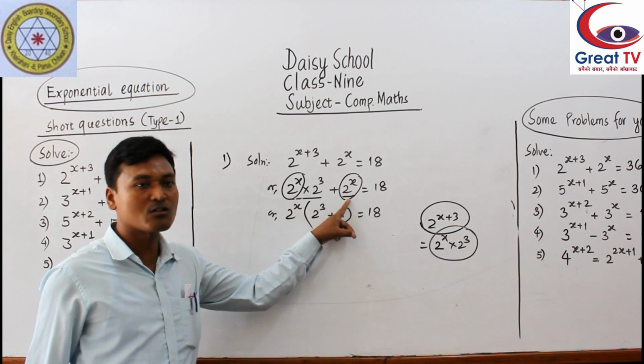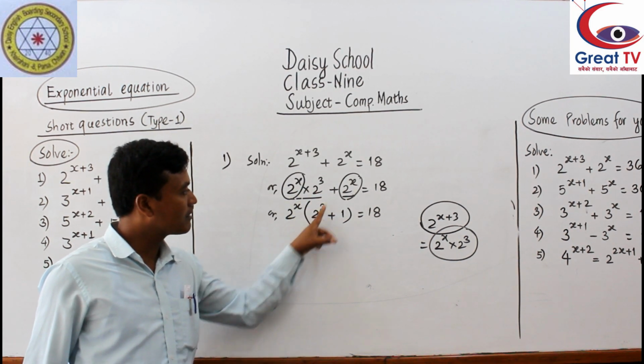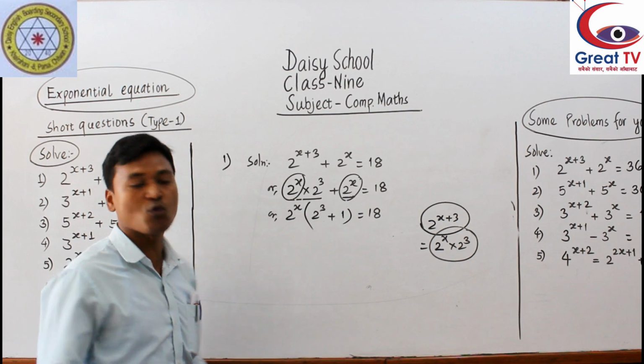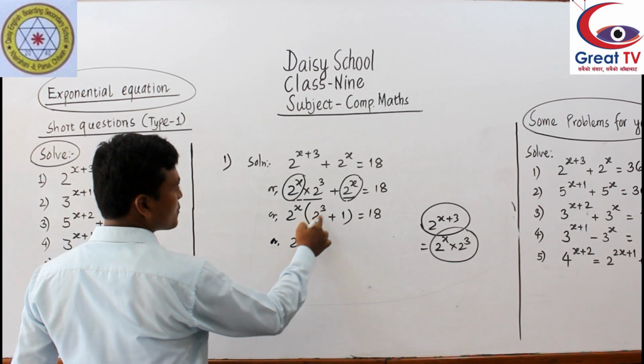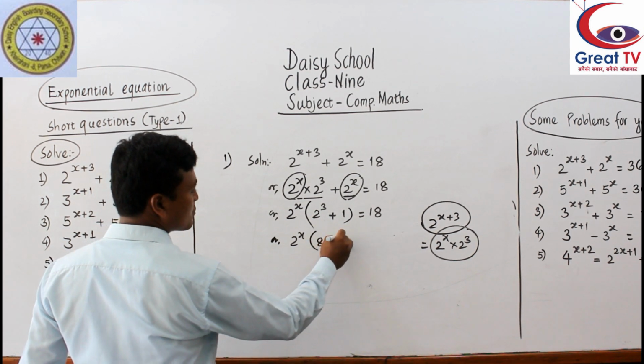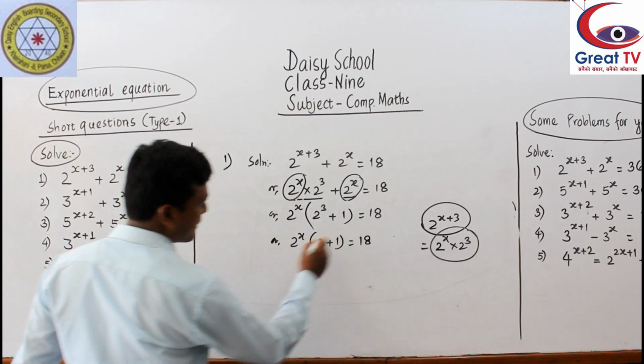Take 2 to the power x common and write the remaining. After plus there is nothing remaining, so we write 1. Then after this, simplify: 2 to the power x, then 2 cube means 8, plus 1, equals to the right side, 18.